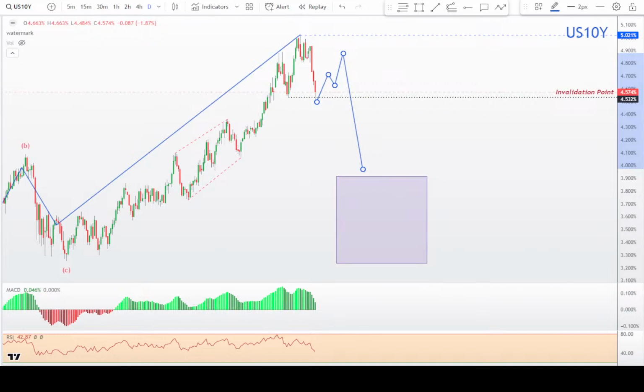Do you trade the 10-year at all, or any bond ETF or something, or you just use it as guidance for trading the stock market?